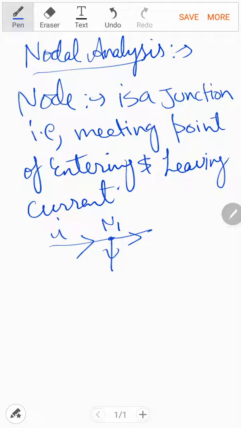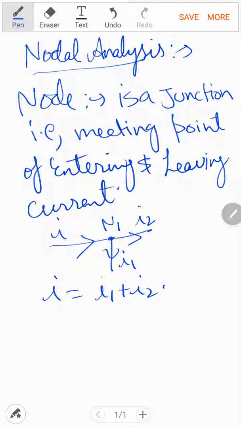Okay, so basically the node also divides the current. Say here the current flow is I1 and here the current flow is I2. So here I will equal I1 plus I2.